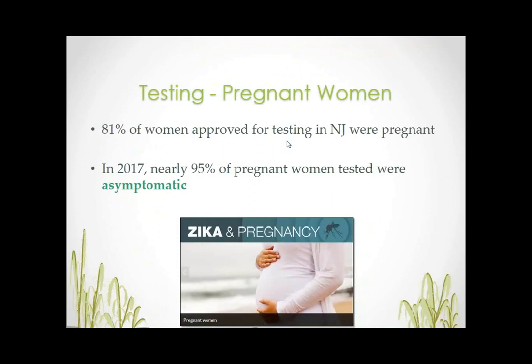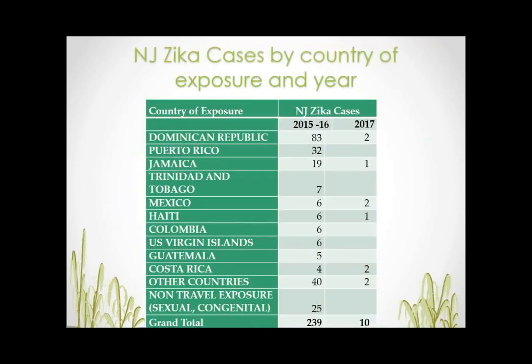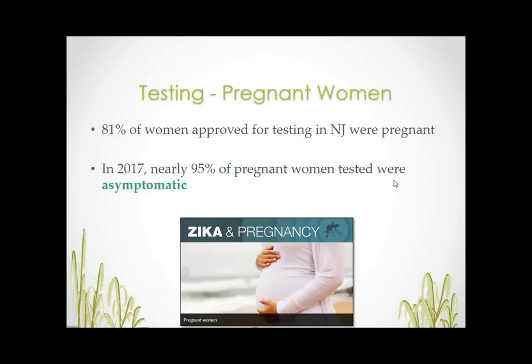Okay. So, sorry, I think I skipped one. This is showing our cases by country of exposure in year. So in 2016, there was a clear predominance of travel exposures to the Dominican Republic and to Puerto Rico. In 2017, there is no similar predominance of country. Of course, the case count is much lower, but they're spread out and there is no clear predominance of 1 or 2 particular countries. Looking at testing for pregnant women, to date, 81% of women approved for testing in New Jersey have been pregnant, and that's over 3,300. In 2017, nearly 95% of pregnant women tested were asymptomatic, and that'll be important in light of our new testing recommendations.